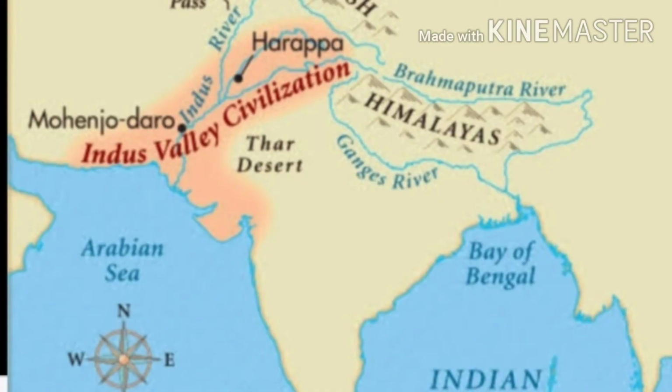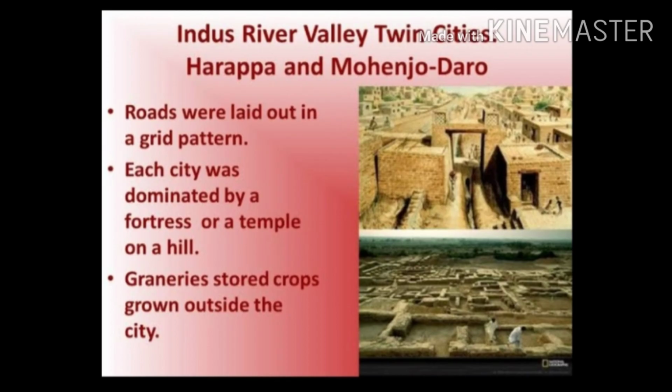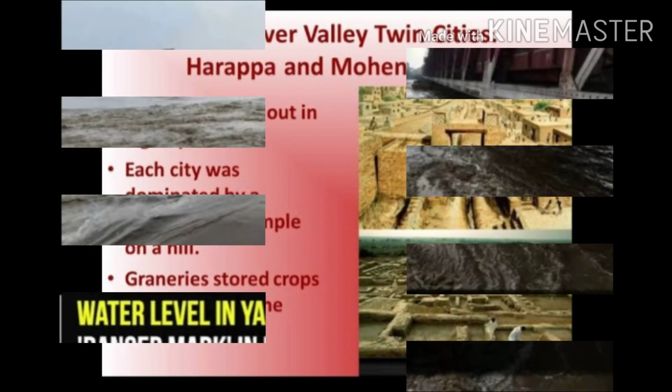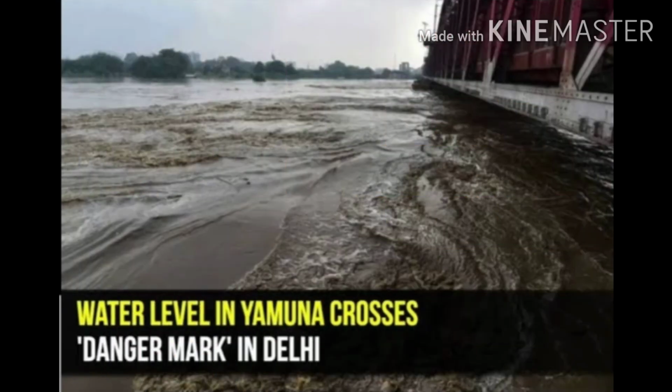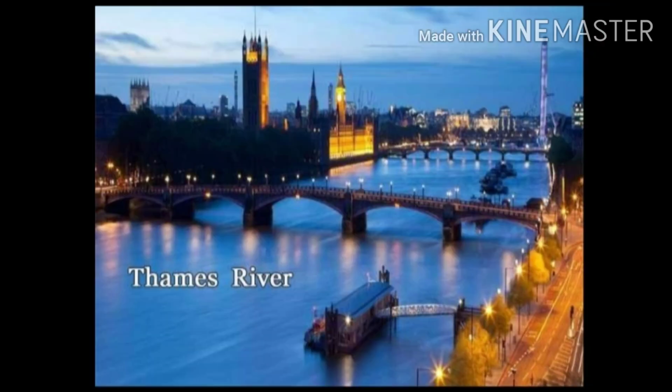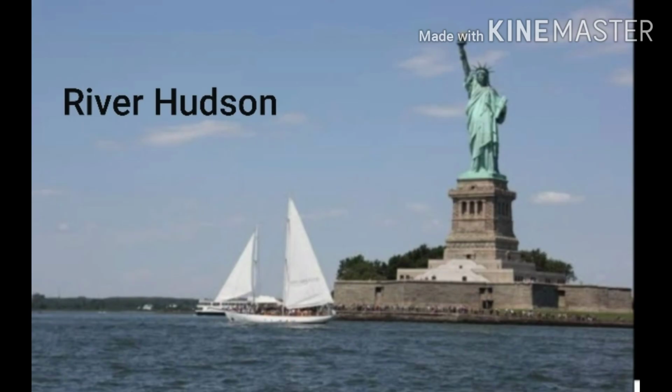Many of today's important cities, you will find, are located near river banks. For example, Delhi on the bank of the Yamuna, London on the Thames, and New York on the Hudson are the very best examples that you can see even today.